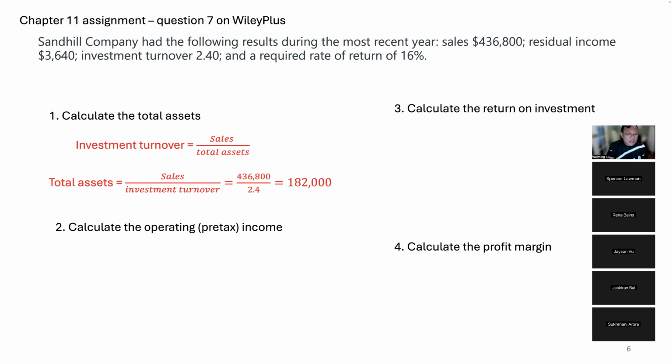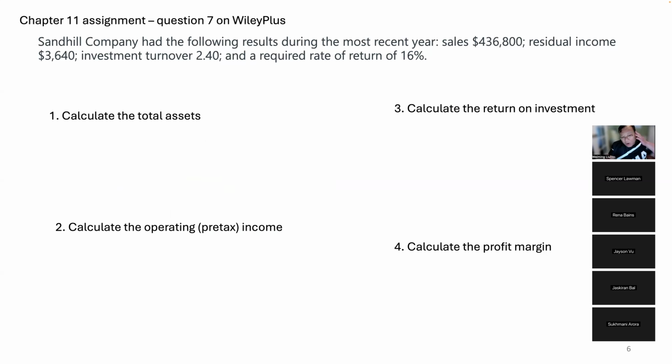So with these three factors, if I want to solve for total assets, total assets equals sales divided by investment turnover. Both pieces of information are given, so I use those two numbers. My total assets are $182,000. That's the first step in how I figured out my total assets.